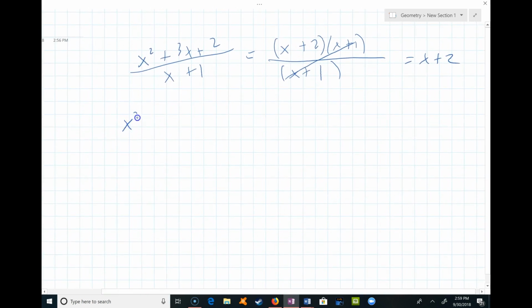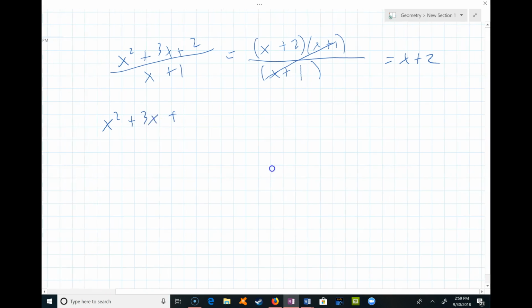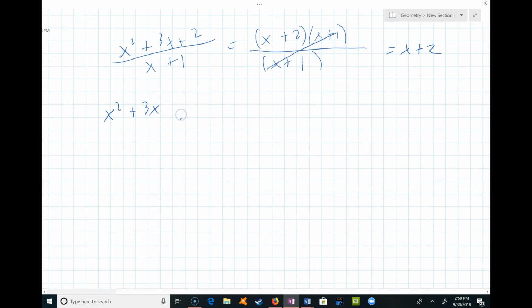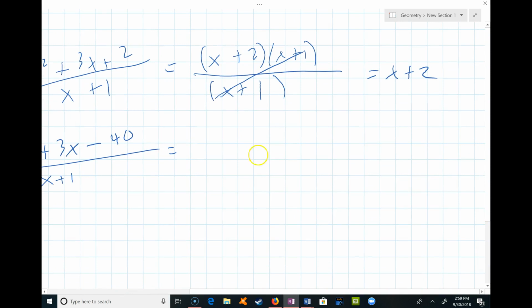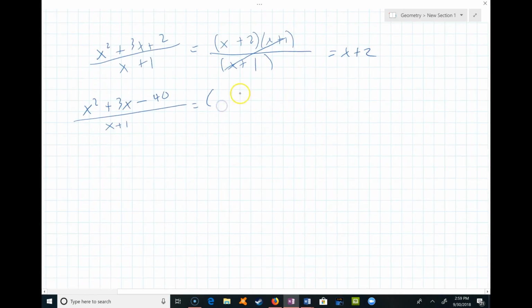However, what happens if I had x squared plus 3x minus 40 divided by x plus 1? When we go to factor that, we get x and 5 and 8, and that'd be plus and minus. And over here we have x plus 1, and nothing cancels, okay?